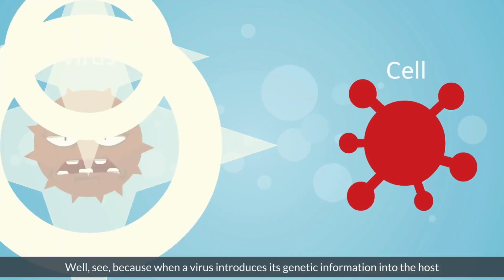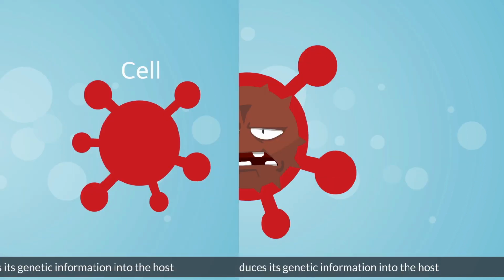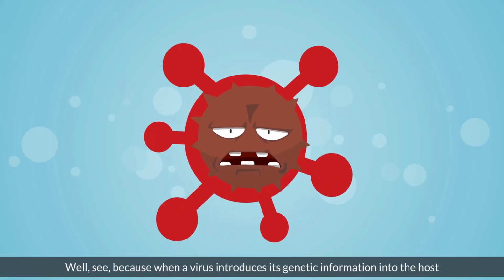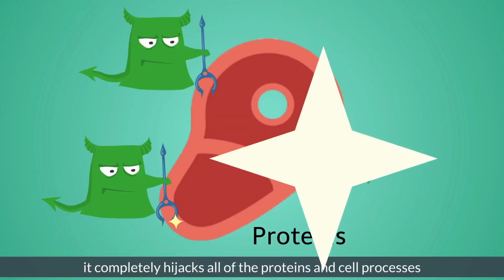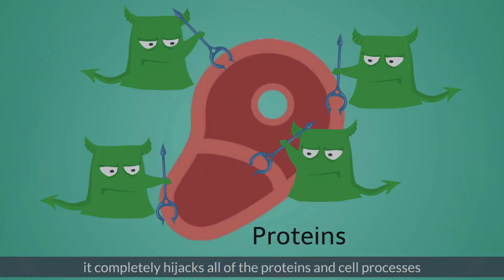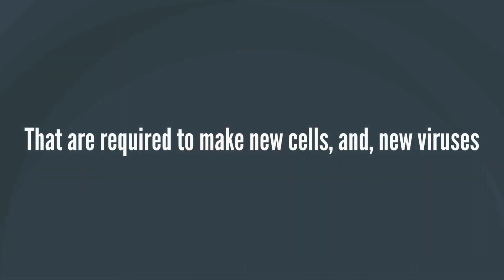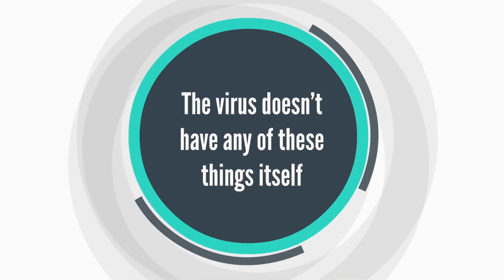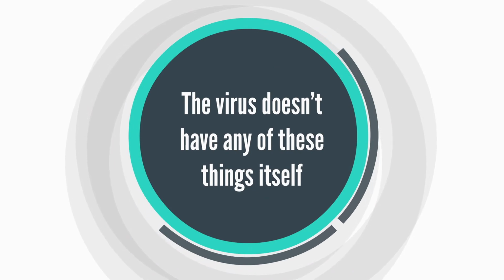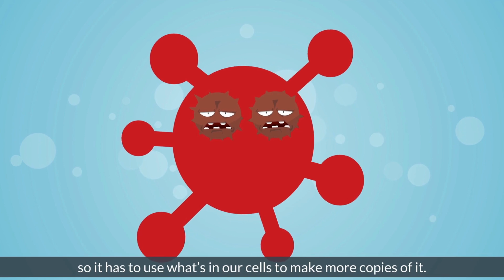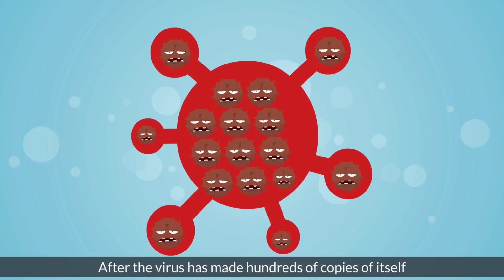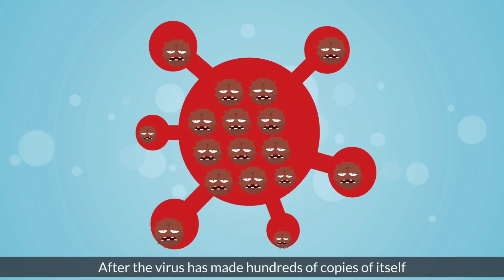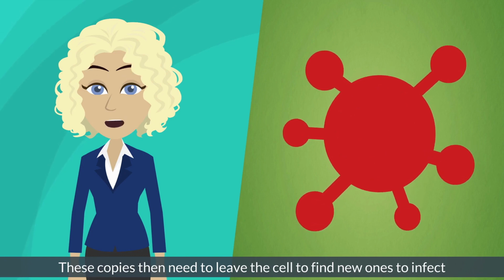Well, see, because when a virus introduces its genetic information into the host, it completely hijacks all of those proteins and cell processes that are required to make new cells and new viruses. The virus doesn't have any of these things itself. So it has to use what's in our cells to make more copies of it. After the virus has made hundreds of copies of itself, these copies then need to leave the cell to find new ones to infect.